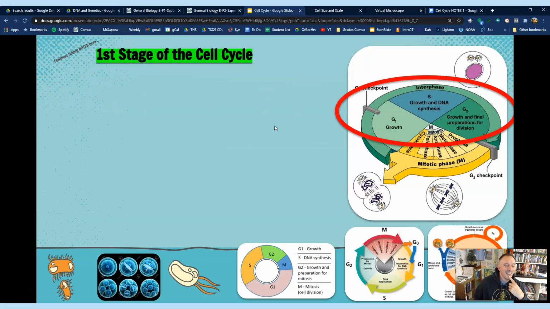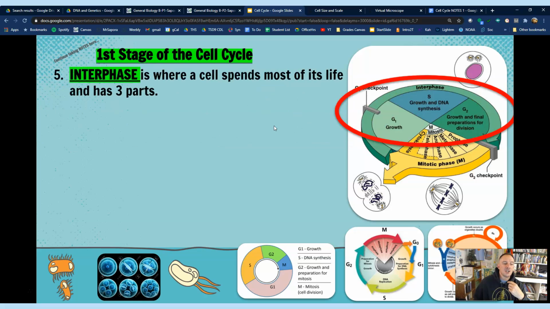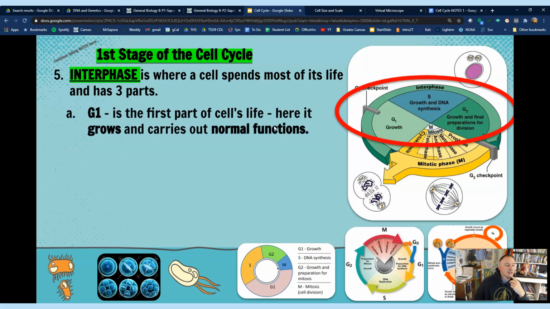Is right here. And the first stage is called interphase. And this is where a cell spends most of its life. This is where most of your cells spend their life, in interphase. Interphase gets broken up into 3 parts. So interphase is then broken up into 3 sections itself.